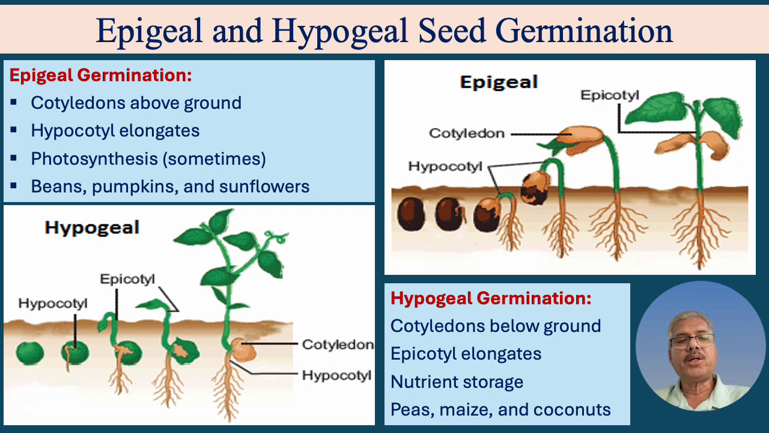In hypogeal germination, the epicotyl, that is the part of the seedling above the cotyledons, elongates while the hypocotyl remains relatively short. The cotyledons remain underground. The cotyledons serve as the storage organs providing nutrients to the developing seedling. The plumule emerges directly from the soil. Examples: peas, maize, and coconut.